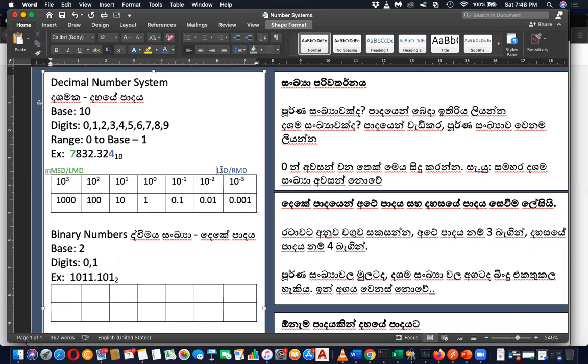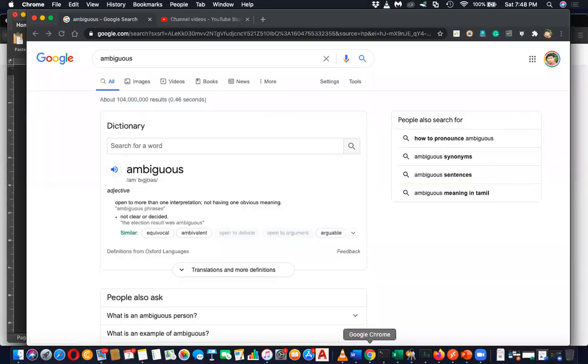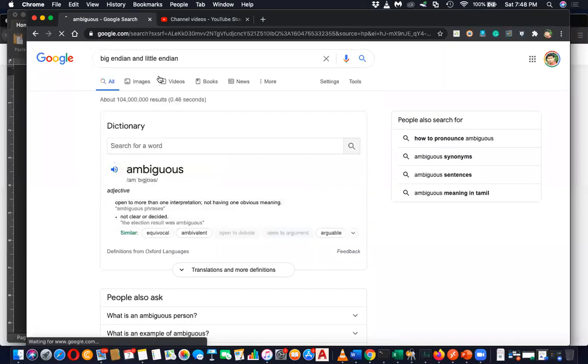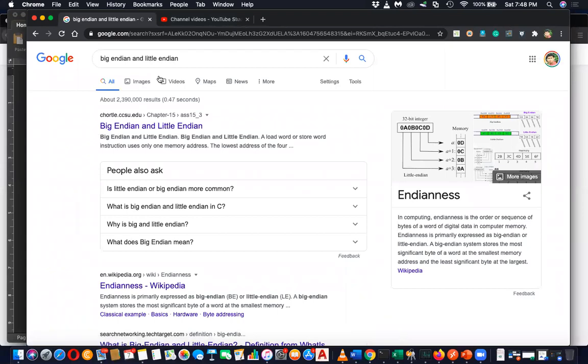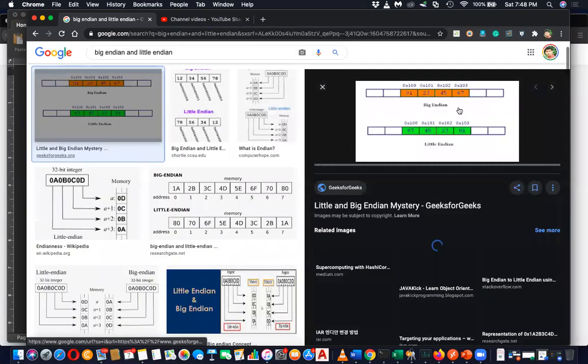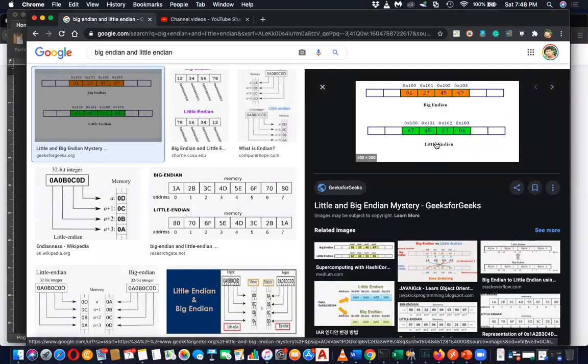But this notation we call little endian. Little endian means the end is little, this side. But there is another notation called big endian. It's not Indian, okay? It's endian. We have something called big endian, and another called little endian. Little endian means the biggest one comes first. So we write in little endian notation.